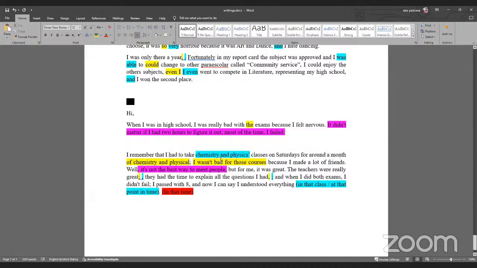So, tiny little change. Remember, this is physics, and I have it right here. So, slight little change. Again, just because of the common usages. We put the name of the subjects first, and then use a.